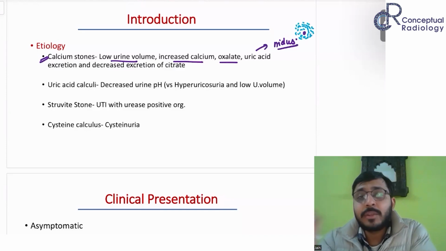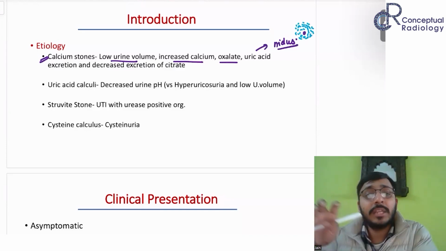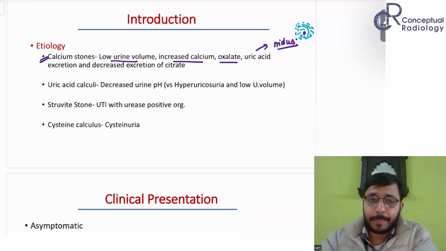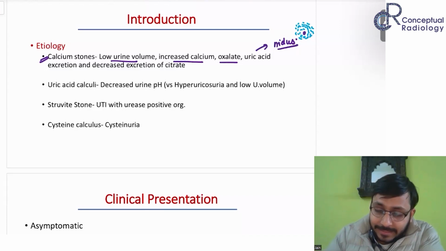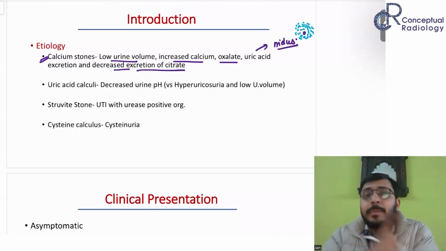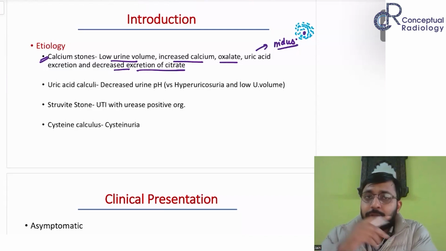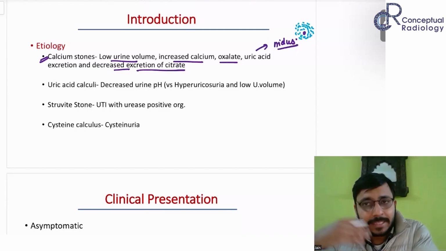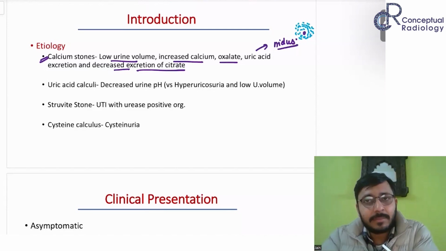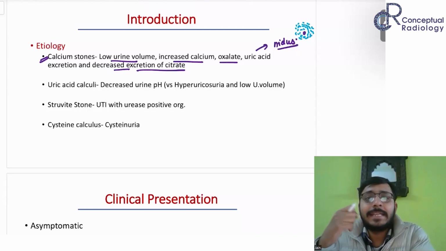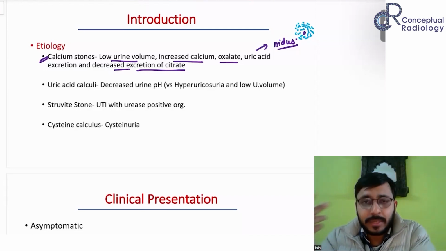So even in hyperuricemia, the most common types of stones are calcium stones only. Okay. Now, decreased excretion of citrate also predisposes to calcium stones. So citrate is a protective agent against stone formation. So decreased citrate excretion, increased calcium stones. For the rest of the things like increased excretion of calcium, oxalate, uric acid, you have increased formation of calcium stones.